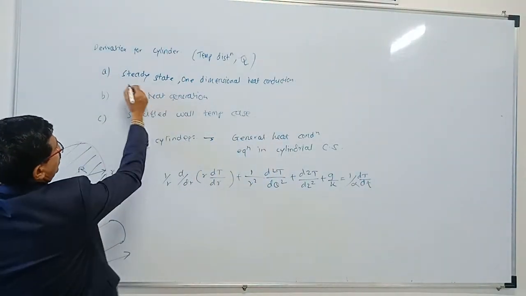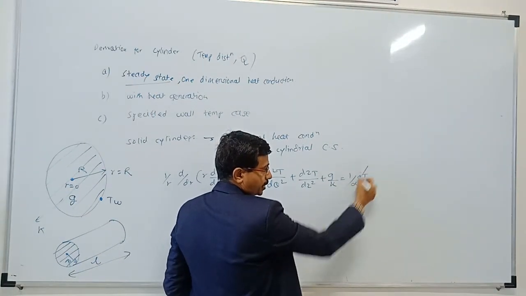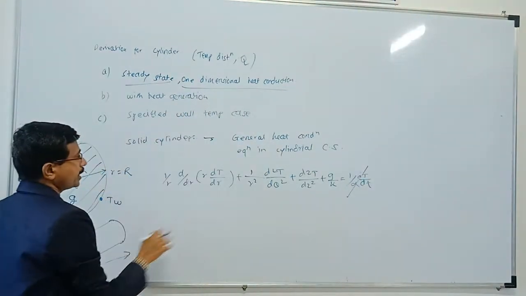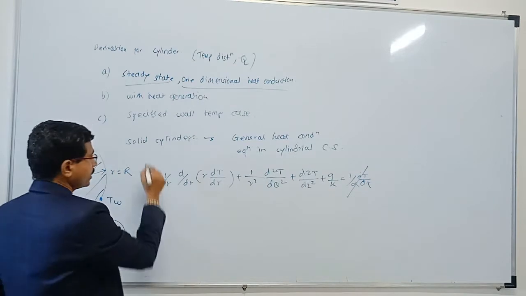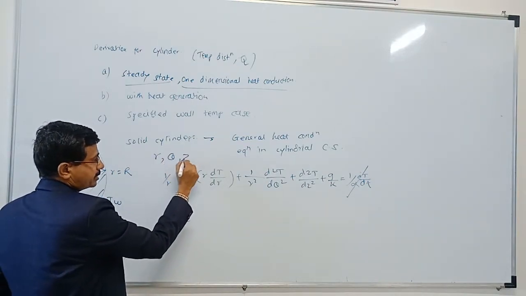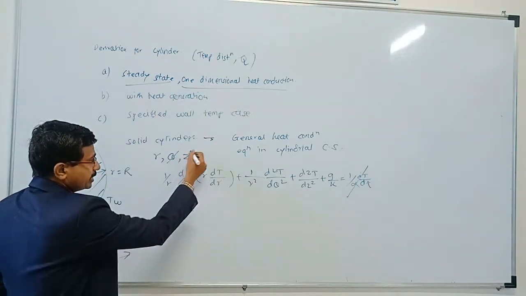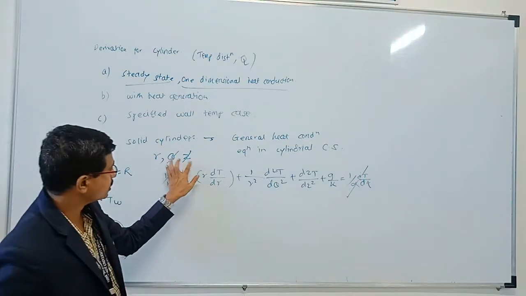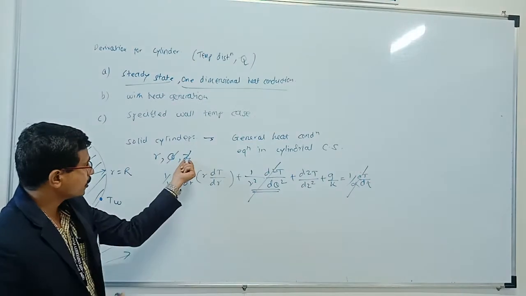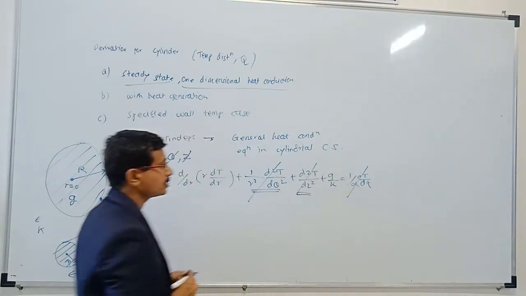Now just put the conditions given. Steady state. What is steady state? Steady state means dT by dt is 0, so this term gets cancelled. One dimension: in cylindrical coordinates there are three coordinates, r, theta, the angle with respect to the x axis, and z, the distance along z. As there is only one dimension, theta and z are neglected. Corresponding to theta is the second term, which is neglected. Corresponding to z is the third term, which is also neglected.